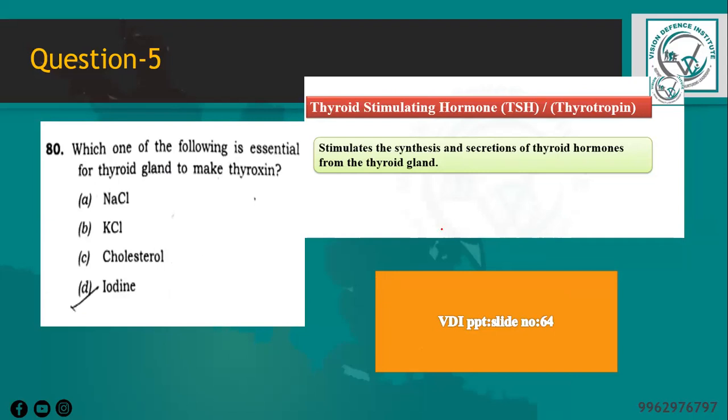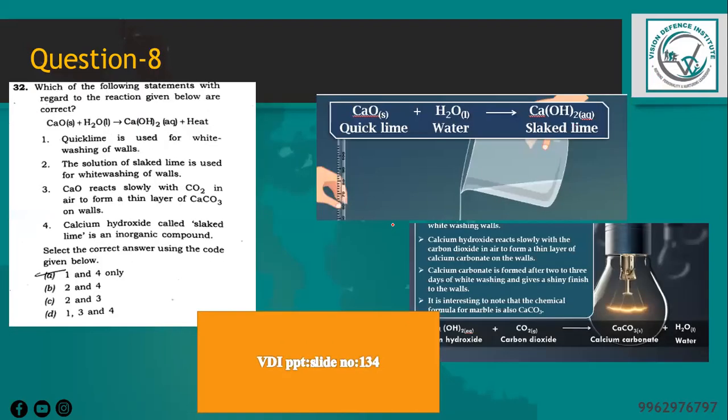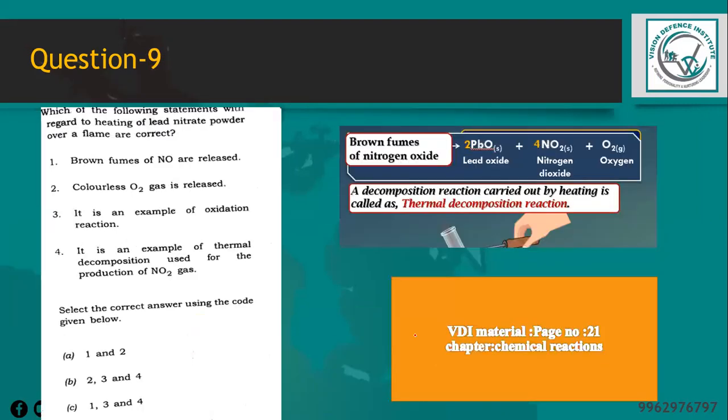This part is covered in slide number 64, that is thyroid stimulating hormone. And here comes rancidity. We have also covered what the oxidation reaction is. Then naphthalene, that is sooty flame, and quick lime and slaked lime. These have generally been taught in the weekend test examination classes and general studies as well. This comes under the PPT, slide number 134.